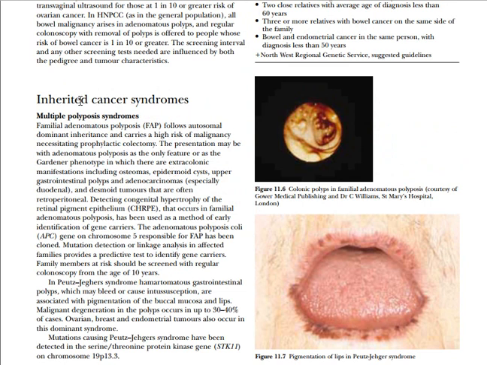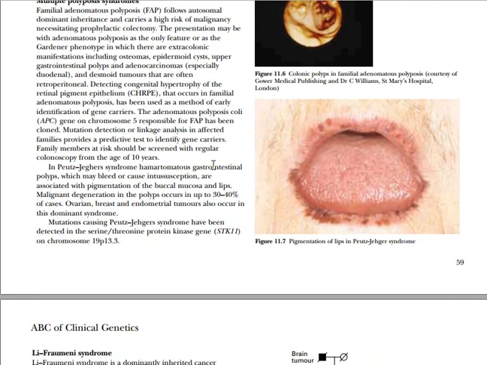In the syndrome of multiple polyposis, you have epidermoid cysts, extracolonic manifestations, like excessive polyps at the level of the colon. You also have the Gardner phenotype, with extracolonic manifestations including osteoma, epidermoid cysts, upper gastrointestinal polyps, adenocarcinoma, and all that.